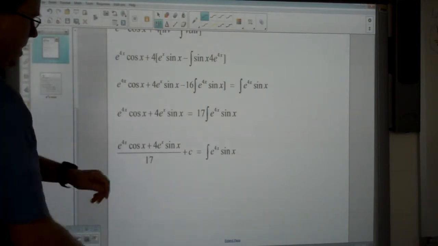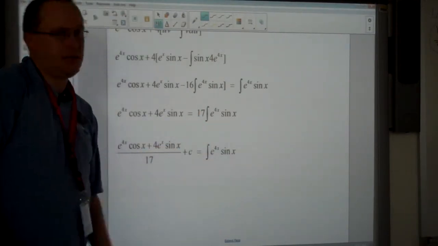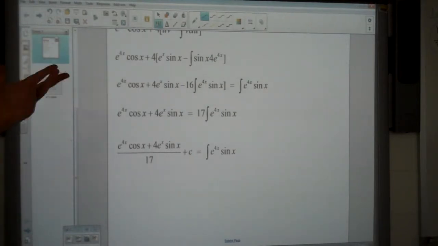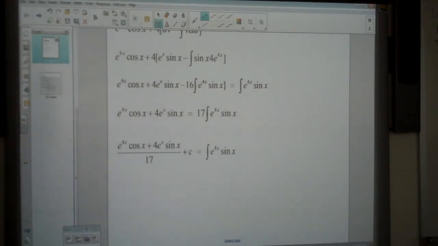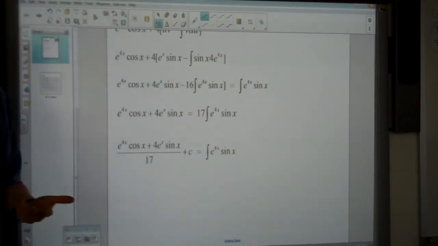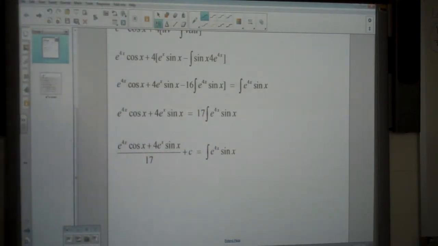Any question where you have e raised to some power and then either sine x or cosine x after, you're going to be doing this method. You're going to do integration by parts twice. You're going to end up with the same integral that you started with, but you should be able to combine terms and therefore be able to simplify. Of course, it could be 2e to the 4x, it could be 2e to the 3x, 5e to the 3x, it could be sine 2x, but essentially the method is going to be very similar for that.